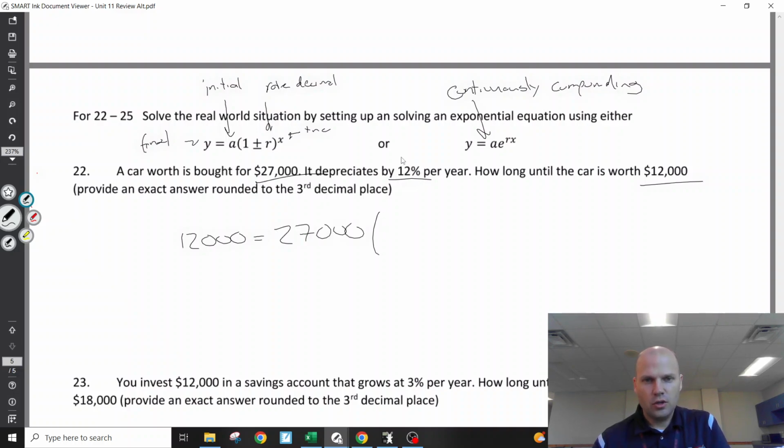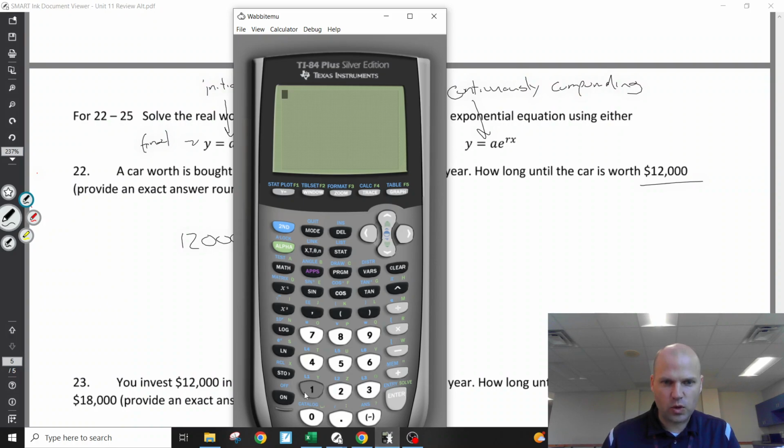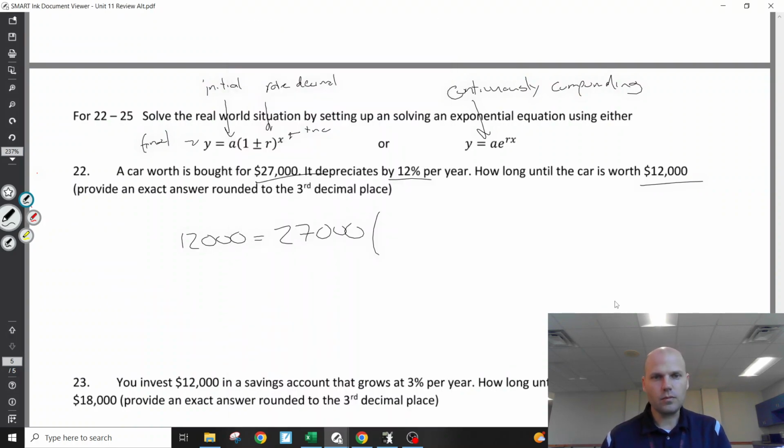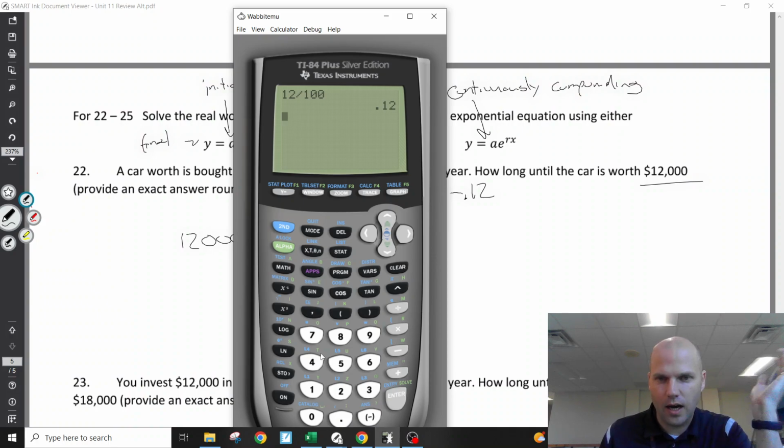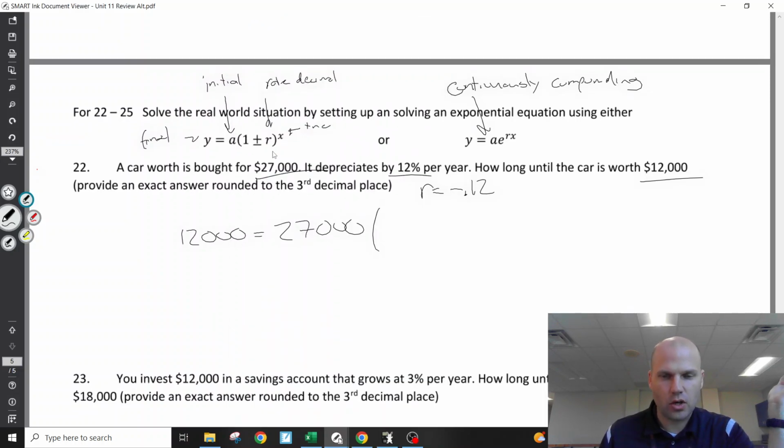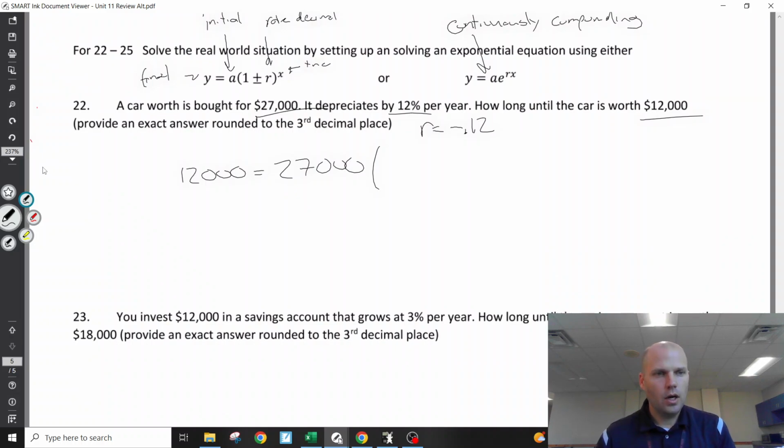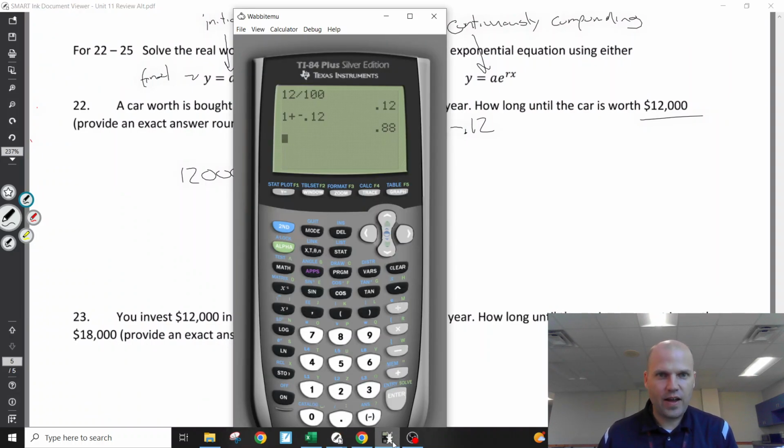$27,000, 12% per year. Change that 12% into a decimal by dividing by 100: 0.12. Since it's depreciating, it's getting lesser in value, it's decaying, so I can say that's negative 0.12. And I'm going to go ahead and add the r into 1. I have this equation, 1 plus r, and I get this value less than 1.